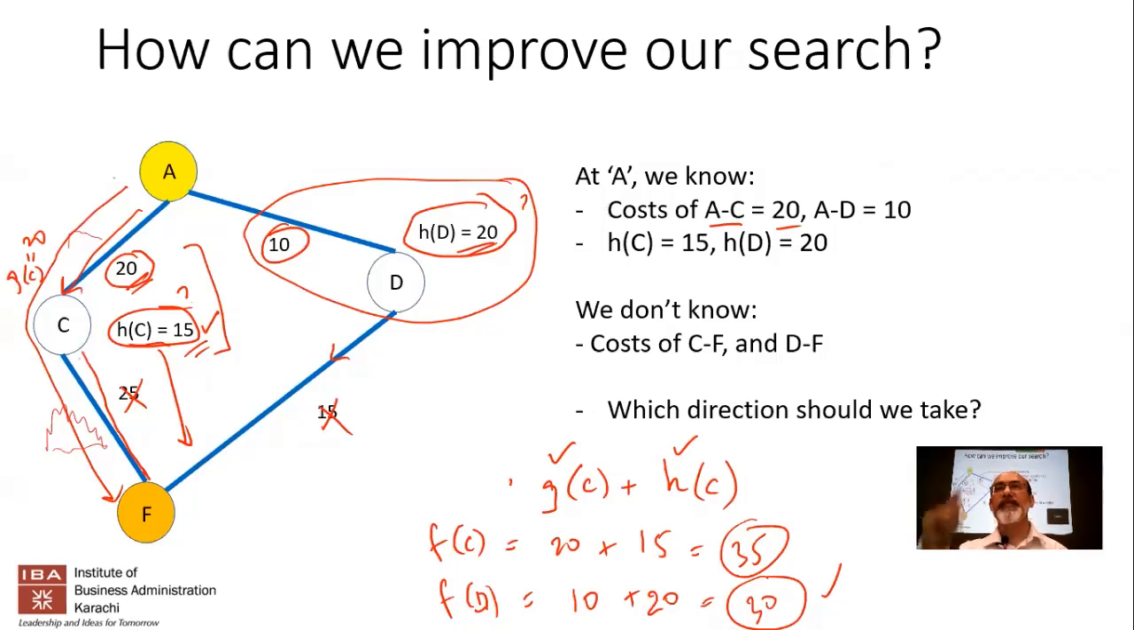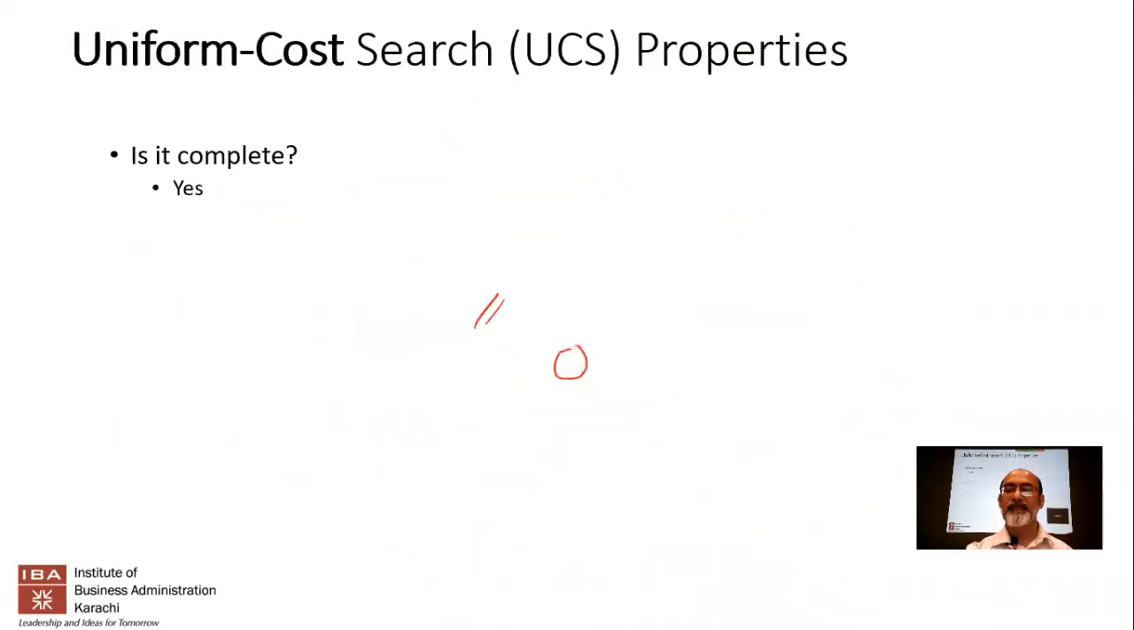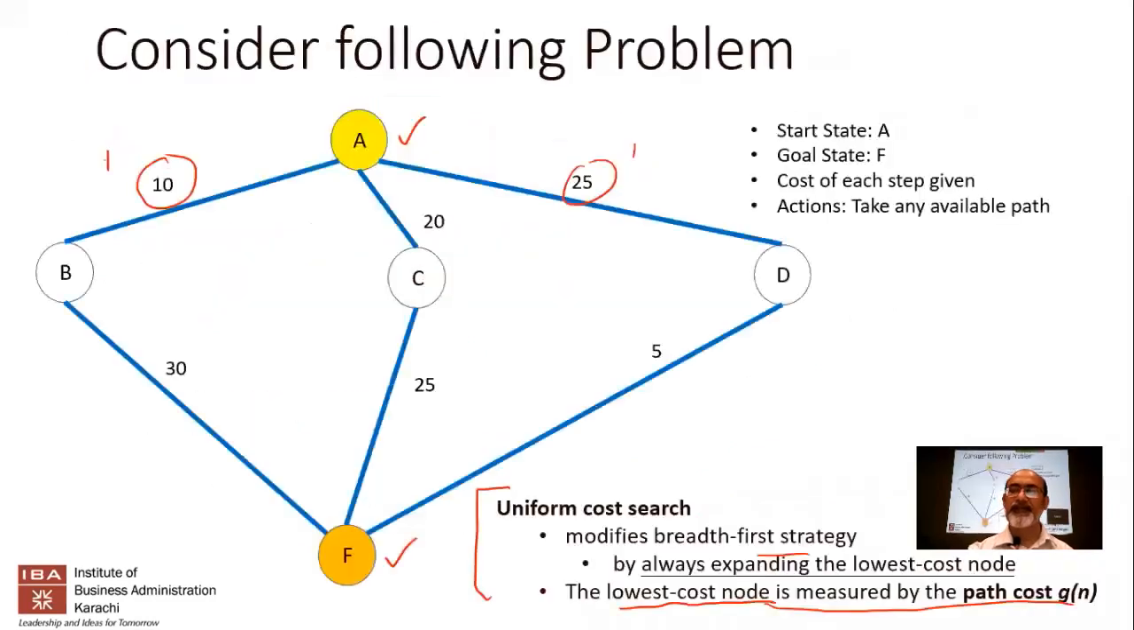Now the question is G. What is the G function? As we said earlier, G function is the path cost. Yeah, so this is the path cost, and it's the sum of all the individual costs to get to a particular destination. This is the actual cost.